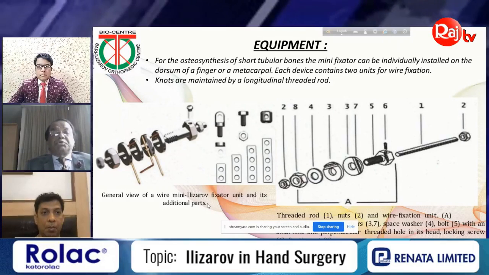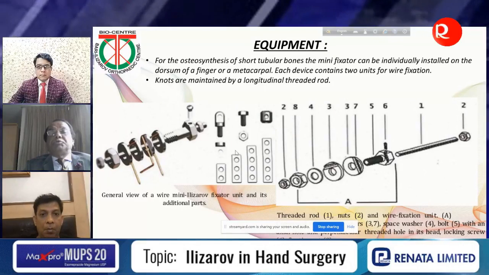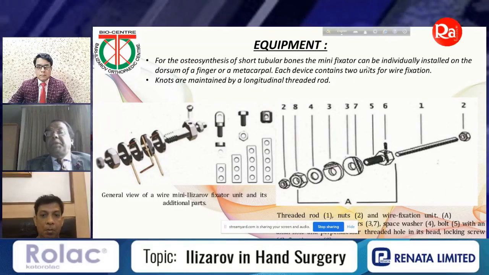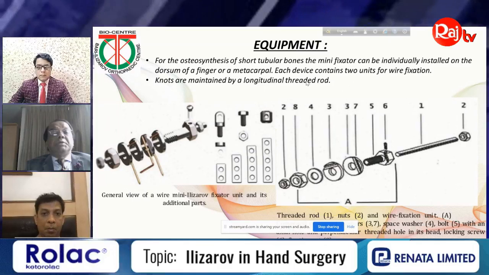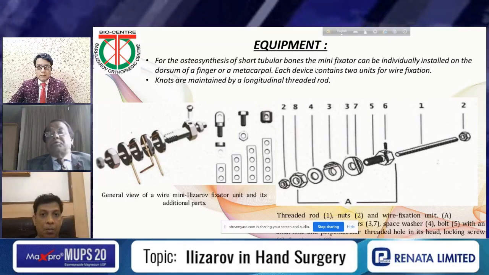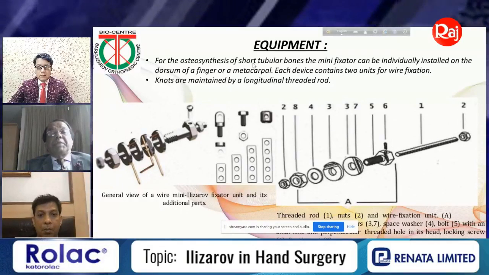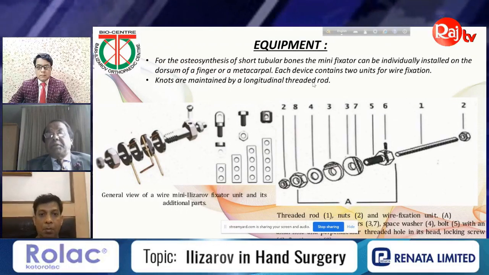Now, dear friends, you can see here, for the osteosynthesis of the short tubular bones, the mini fixator can be individually installed on the dorsum of a finger or a metacarpal. Each device contains two units for wire fixation. Knots are maintained by longitudinal threaded rods.